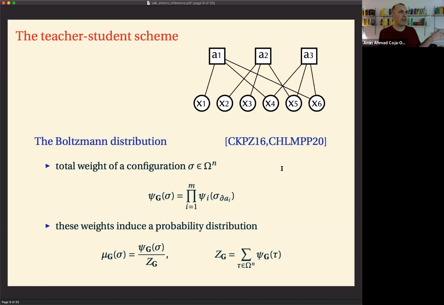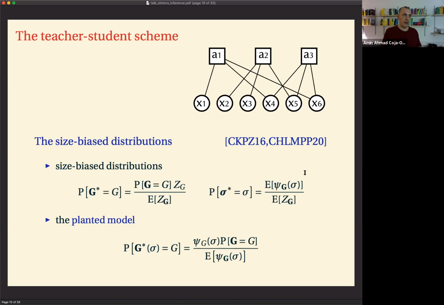Okay, so we have this null model where we simply link up variables and factor nodes randomly and choose weight functions for the different factor nodes. The interesting thing is that by looking at it in the right way, we actually obtain an inference problem from this model automatically.